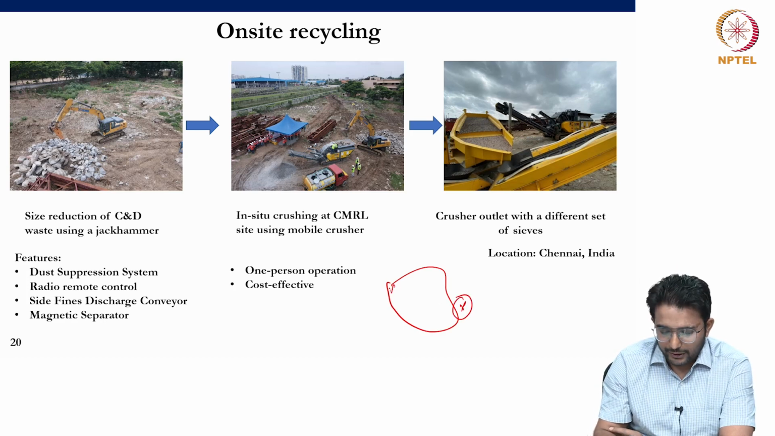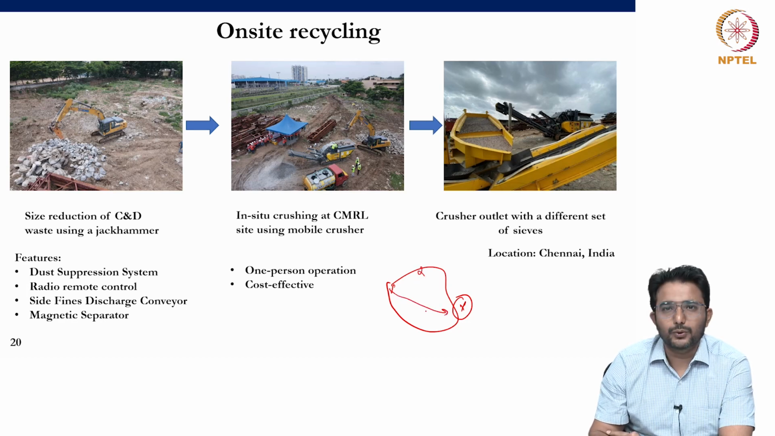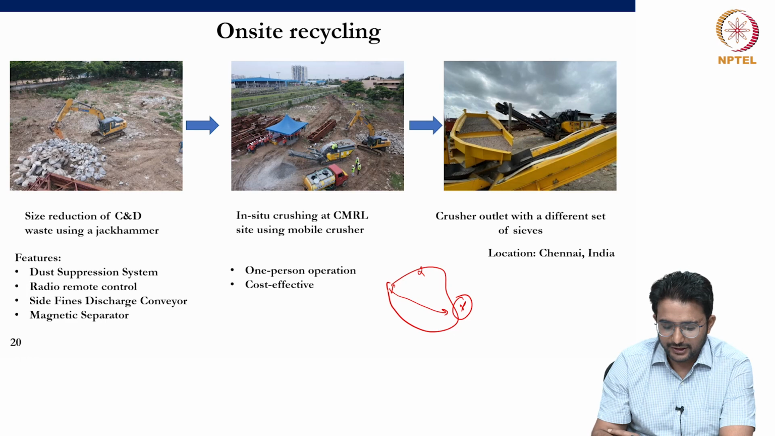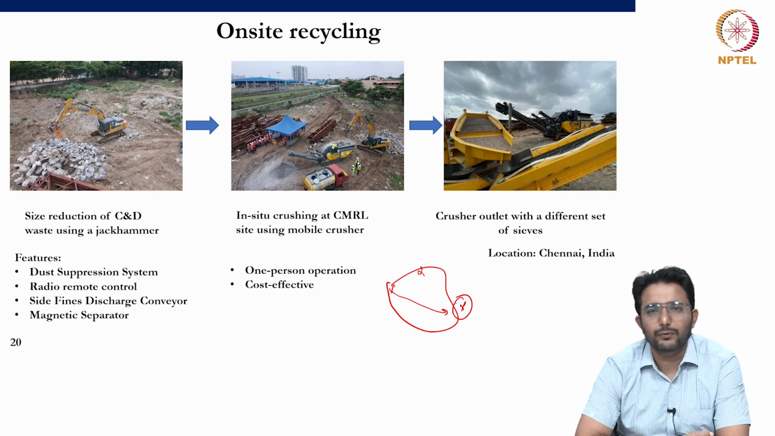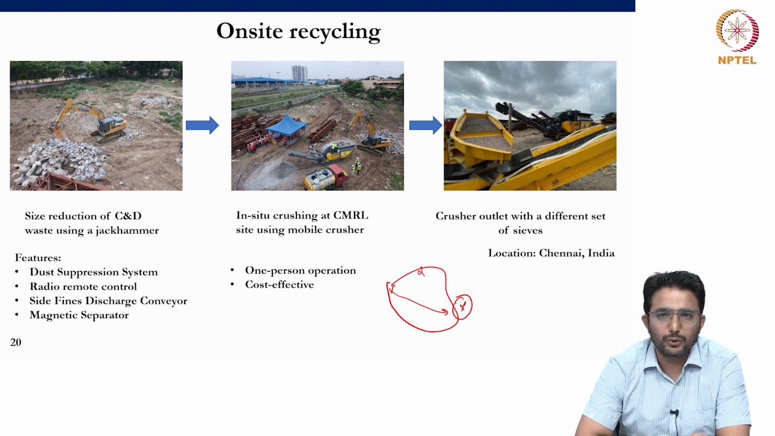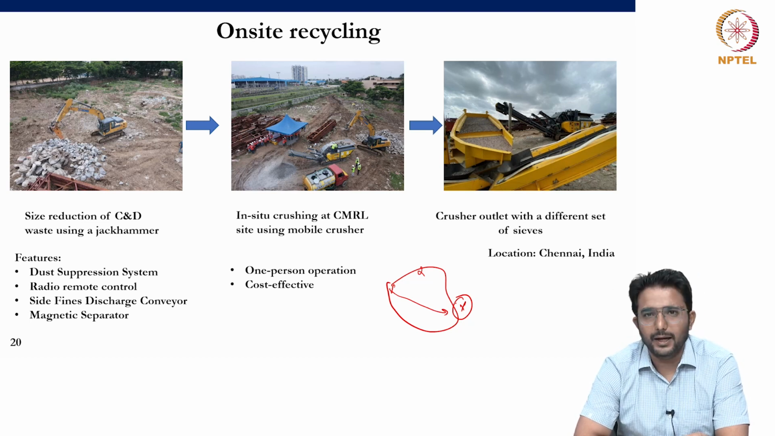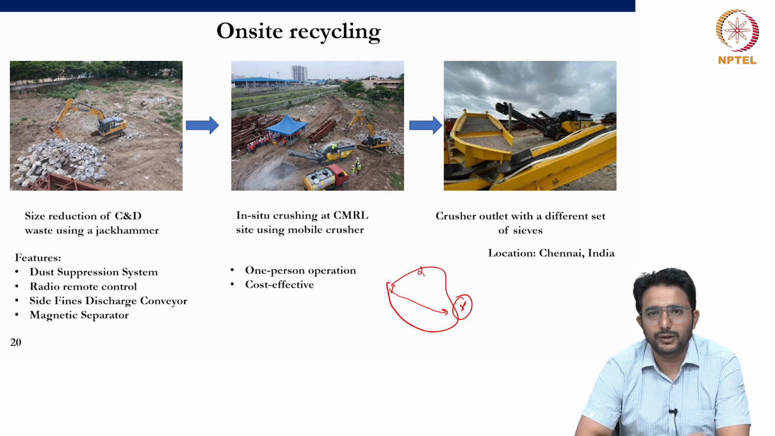So if the source is here or the source is here, and then trucks are used to transport the C&D waste generated at a location to the recycling plant. So a large number of truck trips will be required to transport the waste from the location to the crushing unit, right? And we know there will be a lot of CO2 emissions because of the fuel used in these trucks.